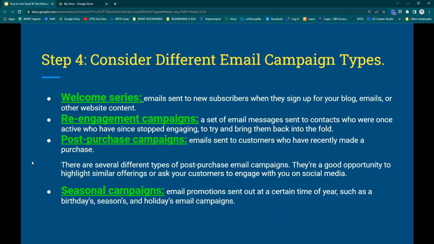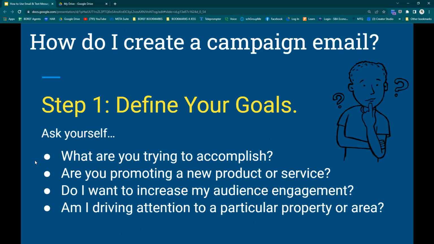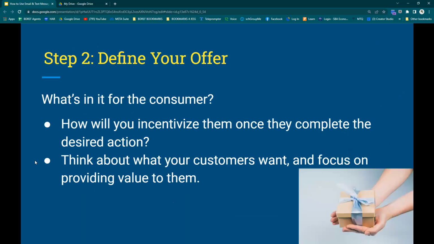Let me see if I can get back to the slide. Apologize. All right, define your goals. How do we create campaigns? All right. Step 2, define. Go ahead. Well, we're going to go back to define your goal.